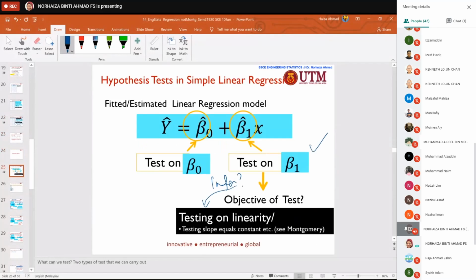Okay, so what is the objective of testing the parameters? In this fitted regression model, if we test on beta naught, that means we're testing on the intercept, which is not really interesting. The interesting bit is when you want to test on beta 1, or your slope. Why? Because this will tell you whether your model is linear or not. Okay.